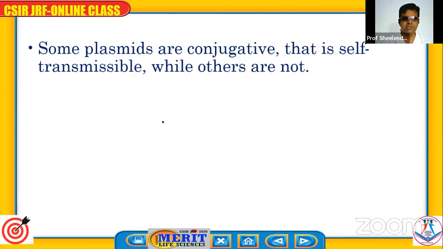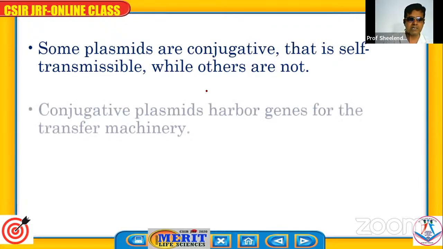Some plasmids are conjugative; you might have heard it in the books, and your teacher might have taught it that way. Conjugative plasmids have the feature that they are self-transmissible. Other types of plasmids are non-conjugative. They are difficult to transfer. They need the help of some other genes by which they can transfer.